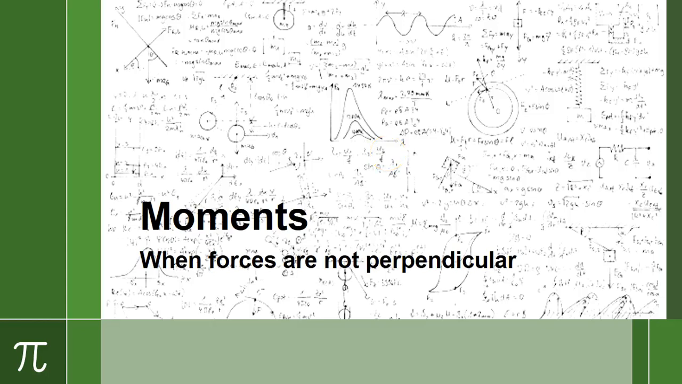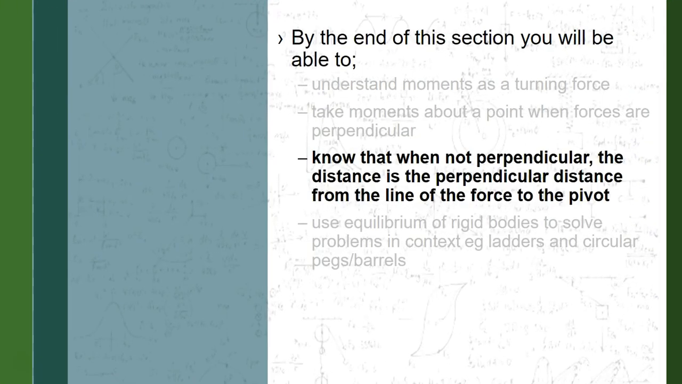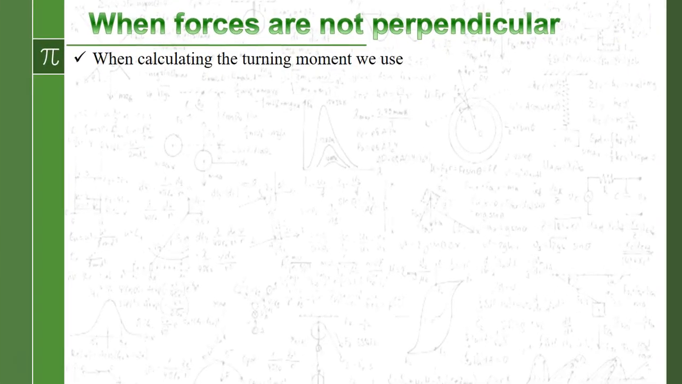Hi and welcome to the second video on moments from the Year 2 Mechanics course, and in this video we're going to take a quick look at what happens when the forces are not perpendicular, as you can see from the title there, and then we will bring it all together in the final video. But in this one we're just going to have a look at what happens when the forces aren't perpendicular, because up till now all we've done is deal with forces going straight up or down, left or right. We haven't had to deal with things on an angle.